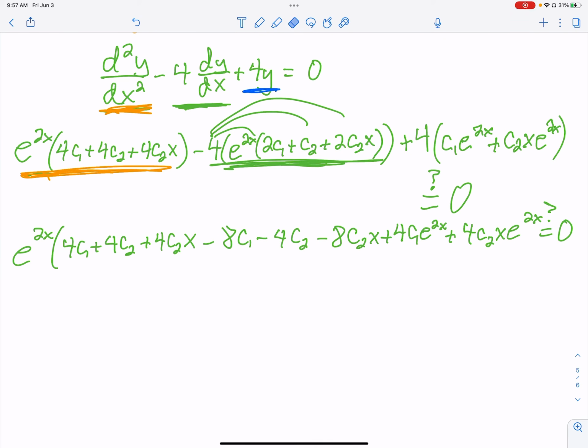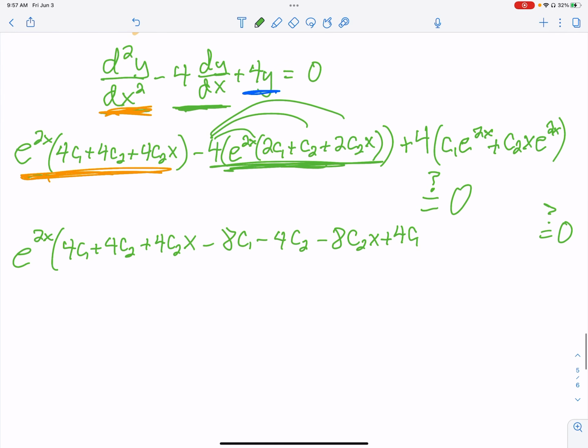Oh, we can take those e's out. So go back here, and we're factoring all the e's. So we get 4c1 plus 4c2x. There we go. That's better. The e to the 2x is out front, so I only have to write it down once now.